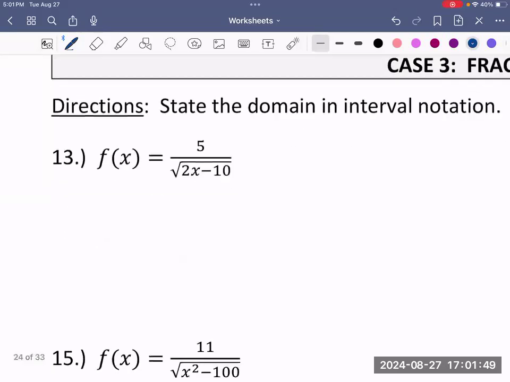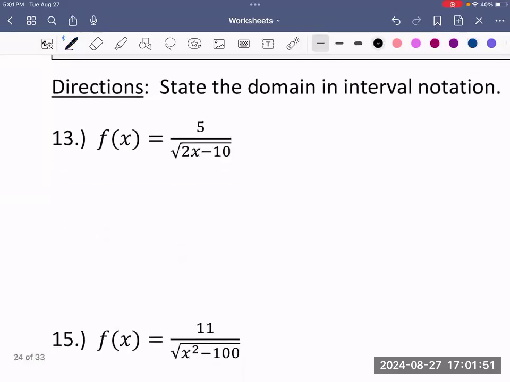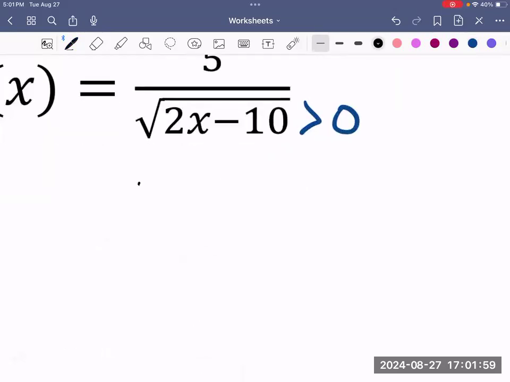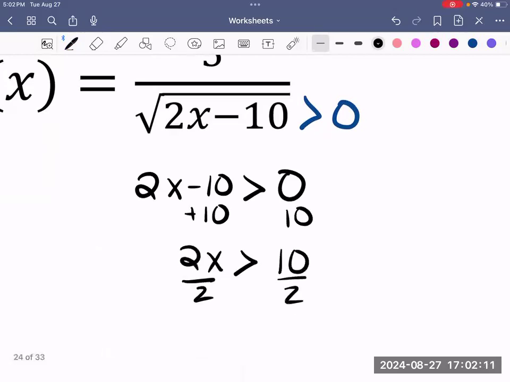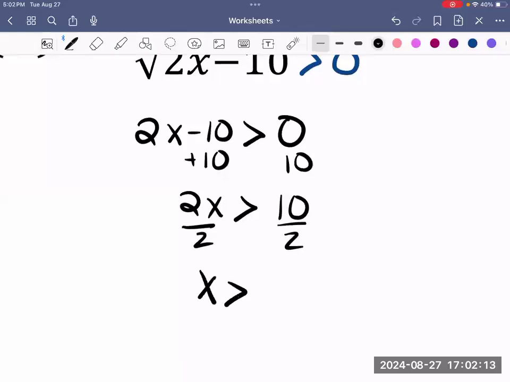So let's start again with the below. So we're setting this greater than 0 as we've done before. 2x minus 10 is greater than 0. We can add 10 to both sides. 2x is greater than 10. Divide by 2. X is greater than 5.